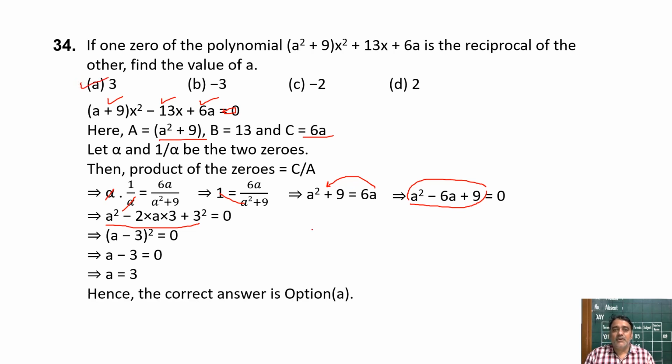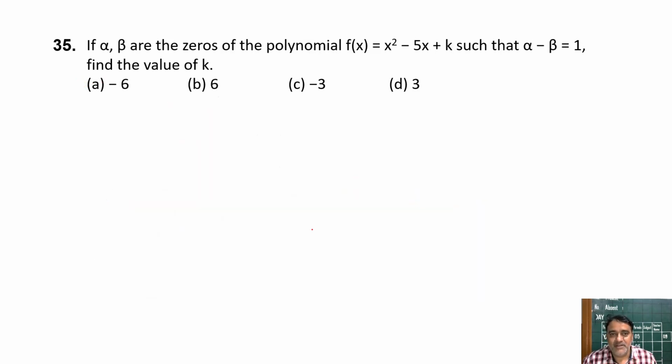Okay. So now we are moving toward the last question, the 35th question. If alpha and beta are the zeros of the polynomial f of x is equal to x square minus 5x plus k such that alpha minus beta is equal to 1, find the value of k. So alpha minus beta is already given. So what will we do? We will find alpha plus beta from this one.